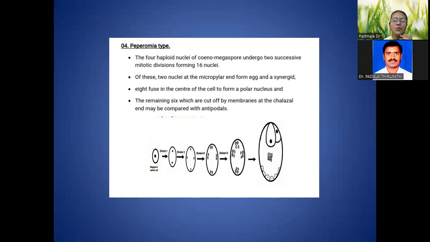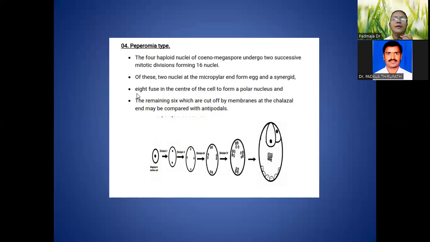How? The 4 will undergo 1 mitotic division. As a result, 4 plus 4, 8 will be formed. Again, mitotic division will take place on that 8. Double the number, that is 16 will be forming here. So, of these, 2 nuclei at the micropylar end form the egg and the synergid. That means in the micropylar region, only a single synergid and the egg cell are present.